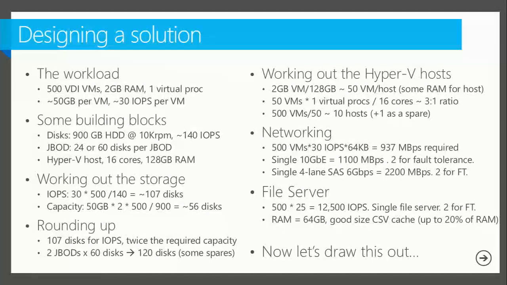It says 25, it should say 30 IOPS. But anyway, I've seen a single file server with a Romley 2-socket machine do a few hundred IOPS. So you should be fine.